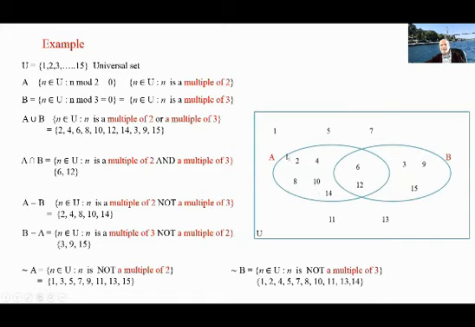A minus B are those multiples of 2. We did that. Now we need the complement of A. The complement of A are those which are not multiples of 2. Okay, then you see 1, 3, 5, 7, 9, 11, 13, 15. The complement of B are those numbers that are not a multiple of 3: 1, 2, 4, 5, etc.